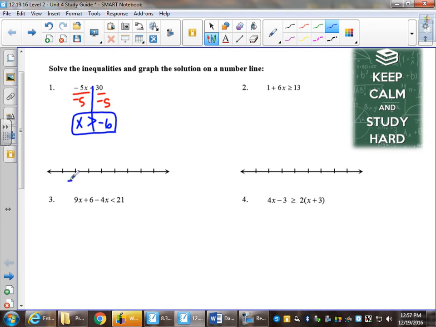So we'll put -8, -7, -6. You don't have to get numbers on the whole number line, just a couple on each side would be nice. Open circle on -6 and graph to the right.